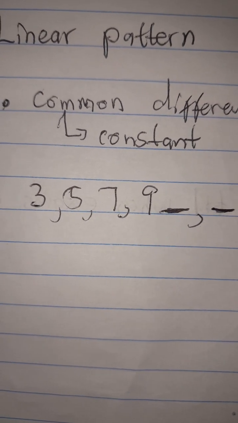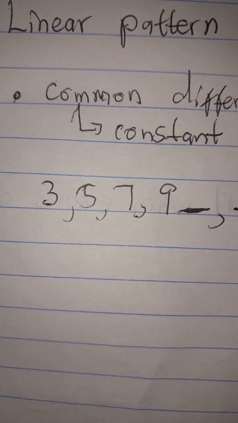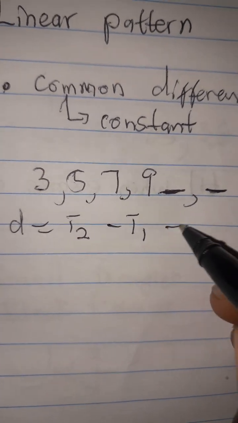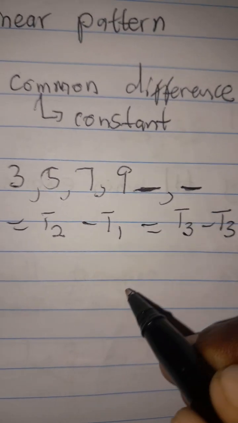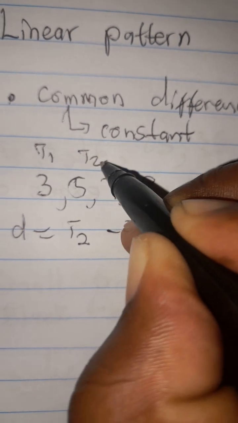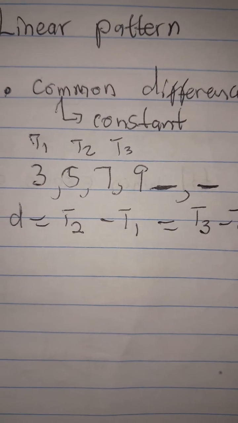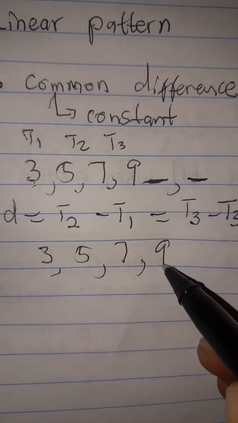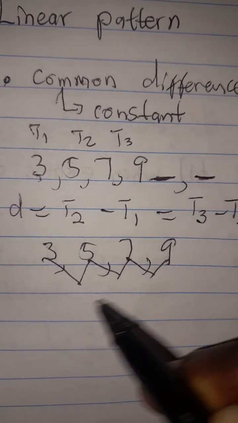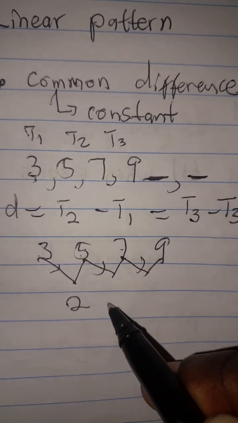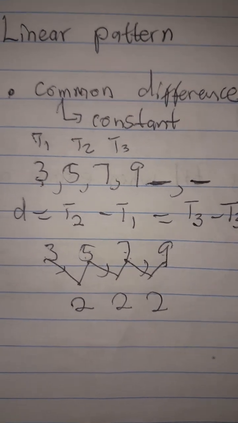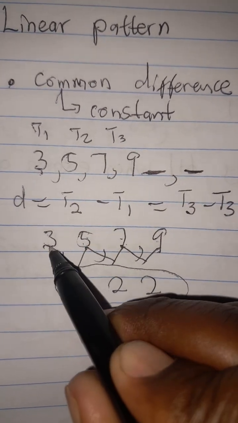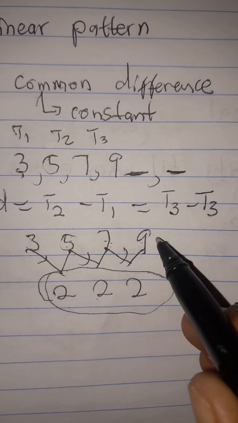So guys, first thing first, to get the constant difference, D is term 2 minus term 1, which equals term 3 minus term 2. So this will be term 1, this will be term 2, and this will be term 3. We have 3, 5, 7, as well as 9. We say 5 minus 3 is 2, 7 minus 5 is 2, 9 minus 7 is 2. So you can see there's a constant or common difference in this, because 5 minus 3 gives 2, 7 minus 5 is 2, and 9 minus 7 is 2.